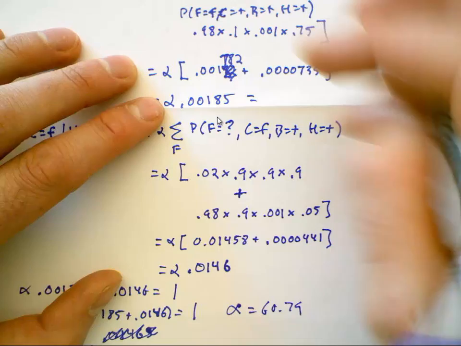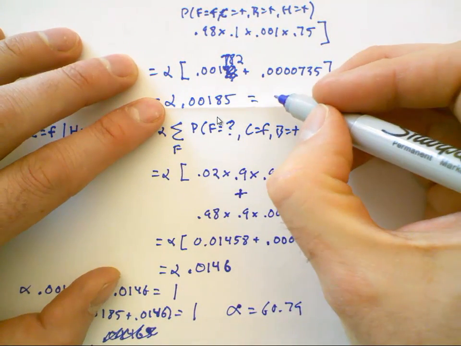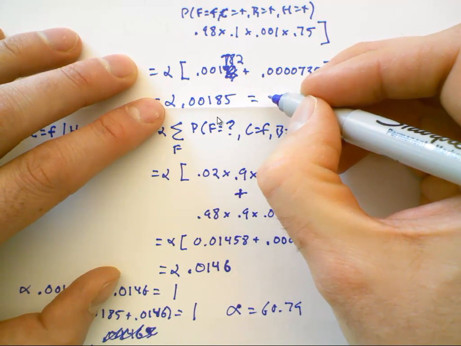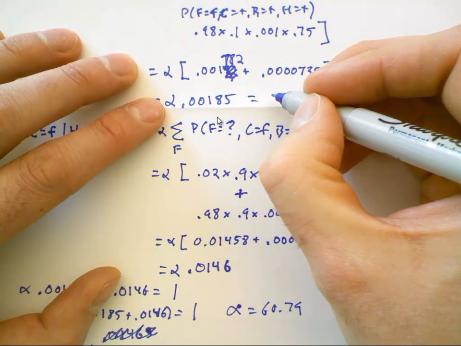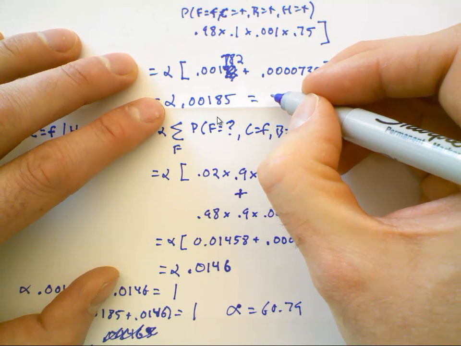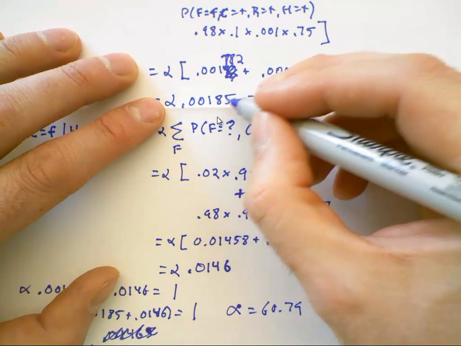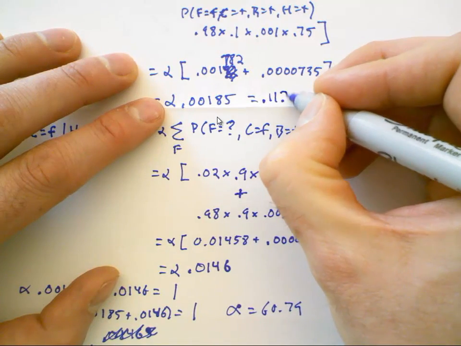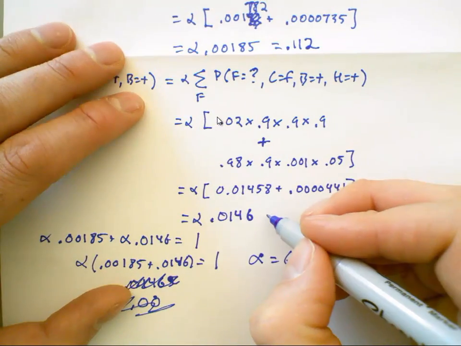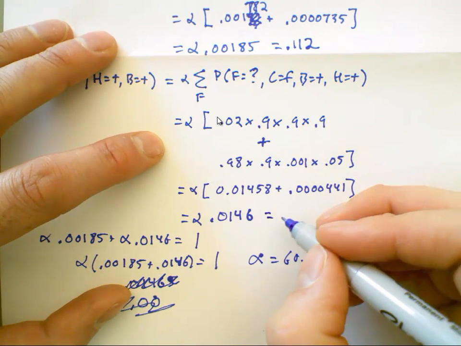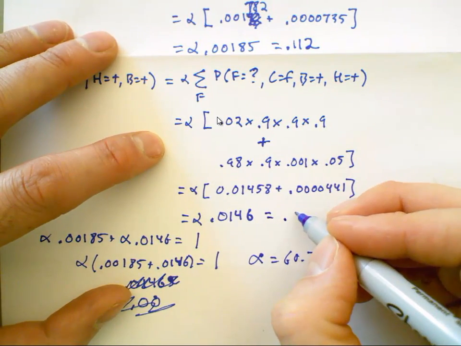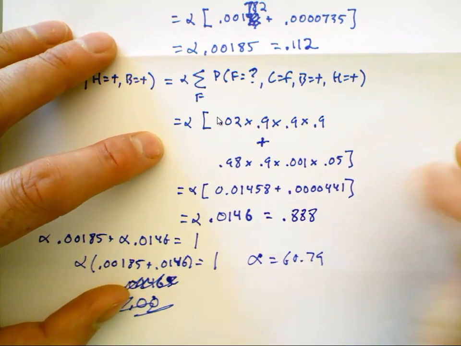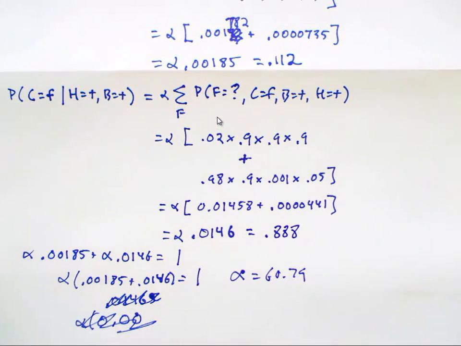Okay, so what does that bring us to here? Give me a probability. 60.79 times 0.00185 is 0.1112. Okay, and what do we get down here? 0.8888. Yeah, great. Those add up to 1.